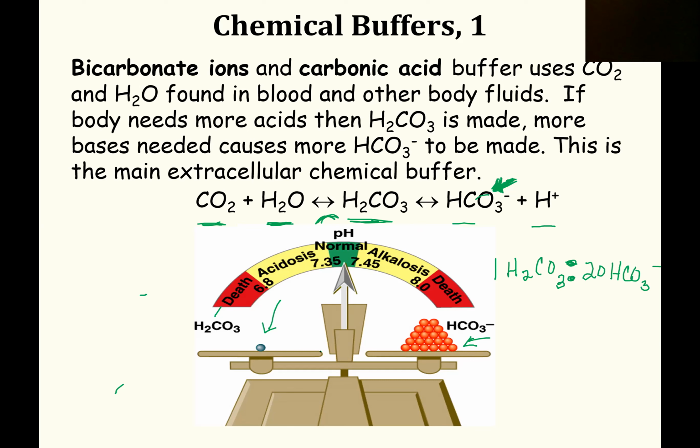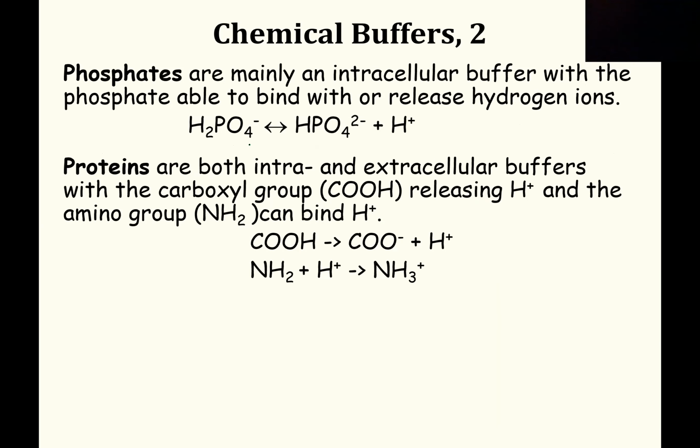Okay, the second chemical buffer are the phosphates. It's mostly intracellular. Phosphates can act both as an acid and a base. And so if we go this direction and donate hydrogen ions into solution, it acts as an acid. If it goes back this way and it bonds to hydrogen ions, then it's a base and we form phosphate with a negative charge rather than a 2 negative charge.